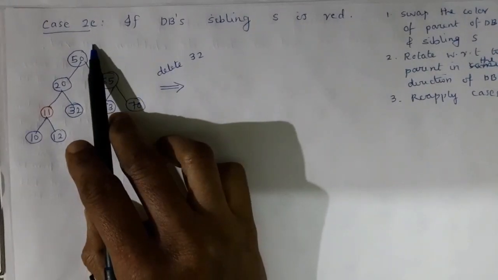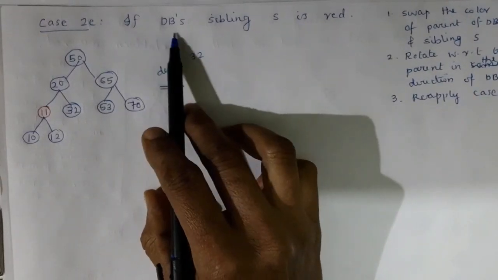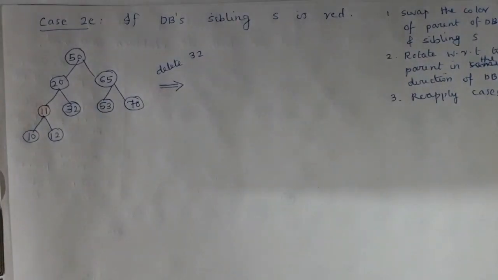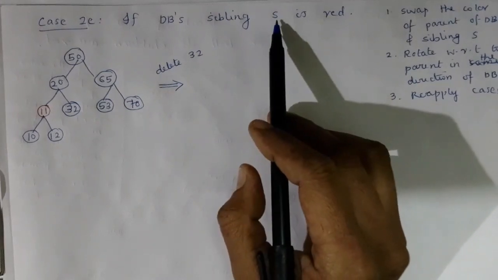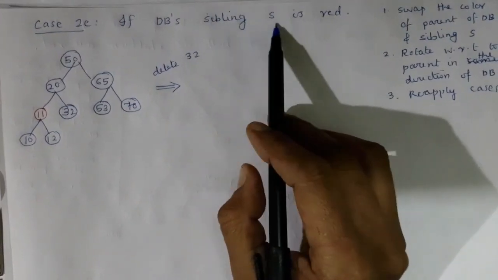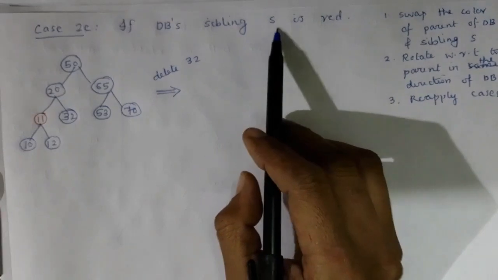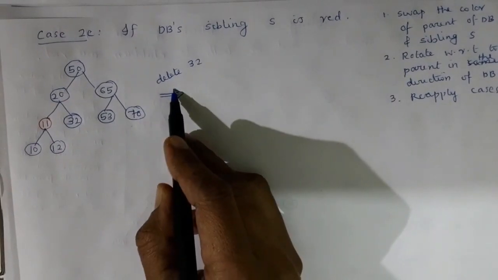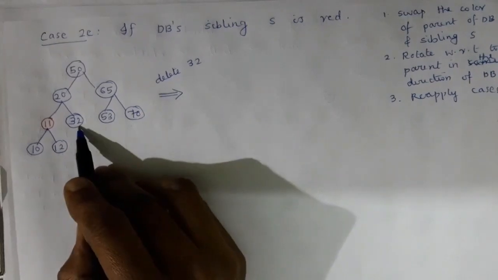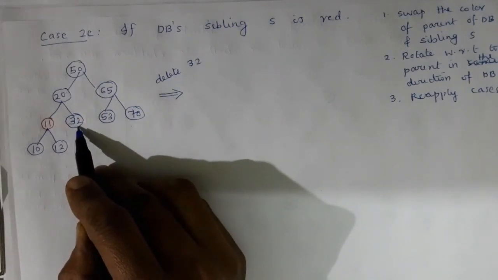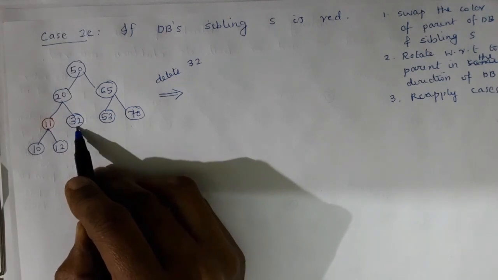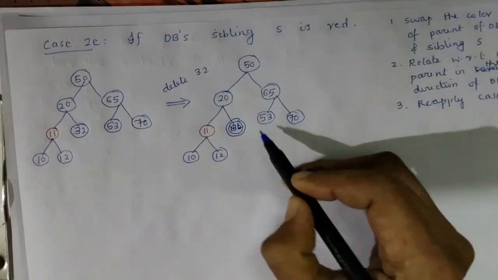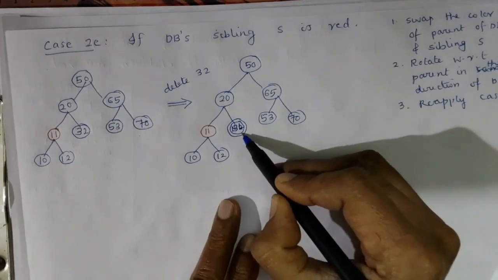Next case 2E. Case 2E is DB sibling S is red. In all the above cases, DB's sibling S is black. Here we consider DB's sibling S is red. So consider this example. Here we want to delete 32. When we delete 32, it is replaced by the nil node and it becomes double black, because 32 is a black node. After deleting, the tree is like this.